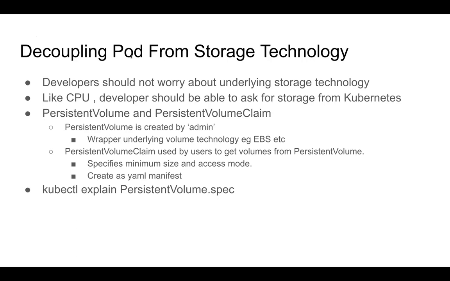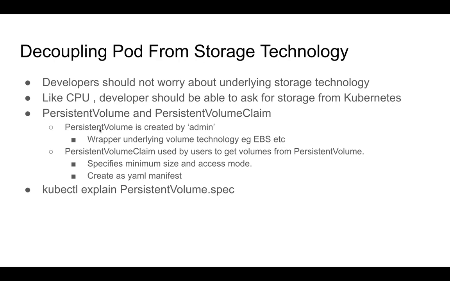So, decoupling the pod from the storage technology. The developers should not worry about the underlying storage technology. Like CPU, developers should be able to ask for storage from Kubernetes. So how is it achieved? You have this concept called persistent volume and persistent volume claim. A persistent volume is created by the admin. It's a wrapper over the underlying volume technology like EBS, which is on AWS, or whatever other file system you might have on different clouds.